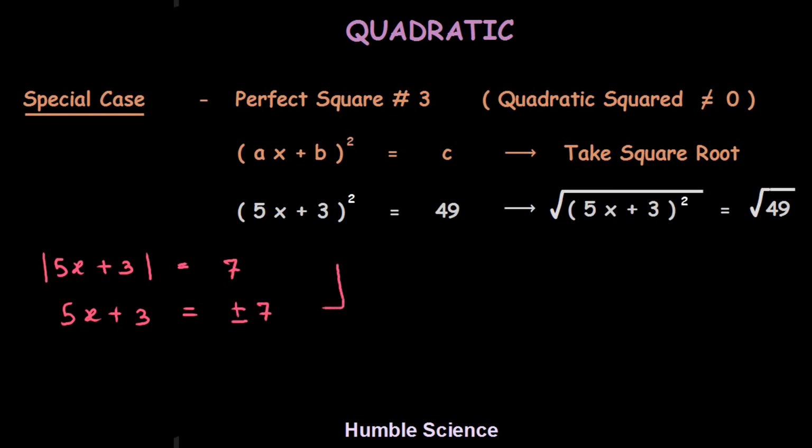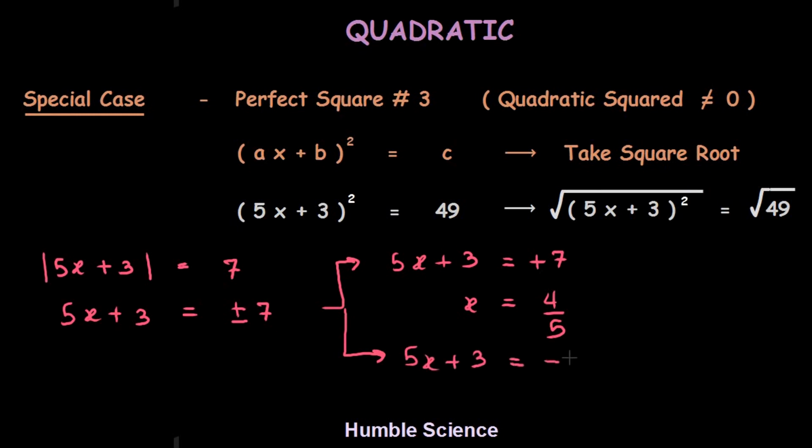So in the first case, 5x plus 3 equal to plus 7, x is going to be equal to 4 over 5. And if 5x plus 3 equal to minus 7, x is going to be equal to minus 2. So these two are the answers here.